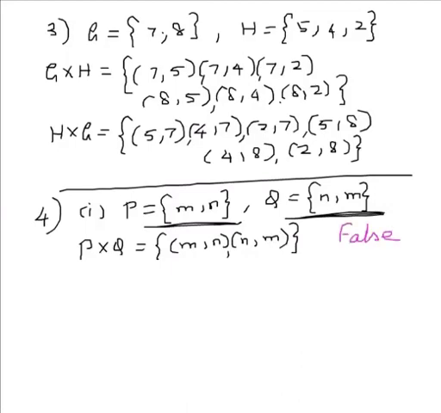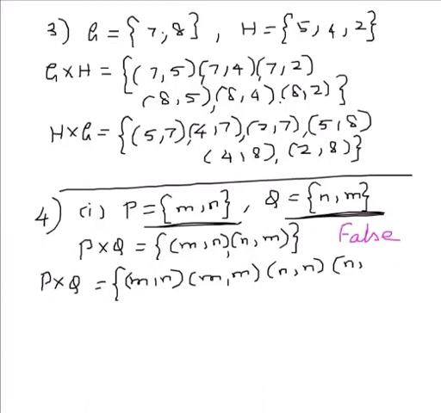In case it is false, we have to rewrite the correct statement. So we will write the correct P cross Q set. The Cartesian product of P and Q should have 4 elements: (m,n), (m,m), (n,n) and (n,m). This is the correct answer.